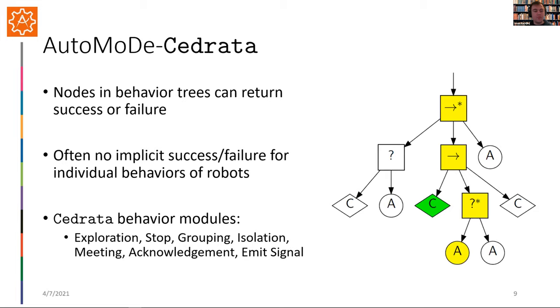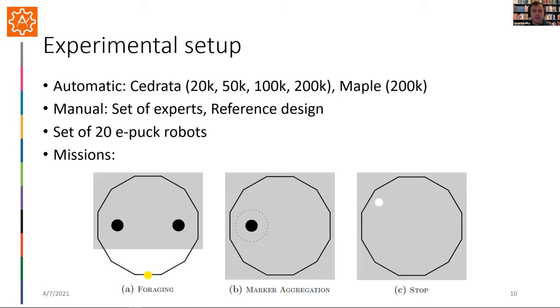Nevertheless, we have defined seven behaviors for Cedrata, which are usually based on bidirectional communication, so about sending and receiving signals from other robots. In our experimental setup, we have been testing Cedrata on different design batches. The higher the number, the longer the design process can run on. And as a point of reference, we have also included Maple. Cedrata and Maple are targeting different robots with different capabilities, so it's not really fair to compare those two directly against each other, but it might give us a feeling of how well Cedrata can perform.